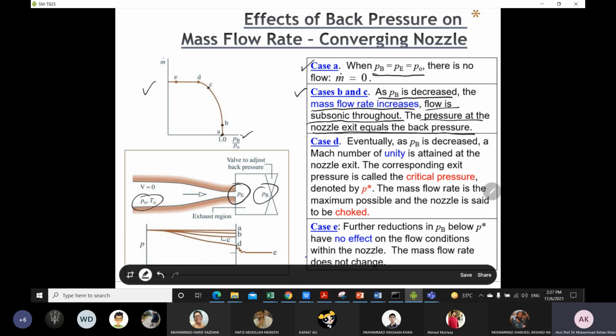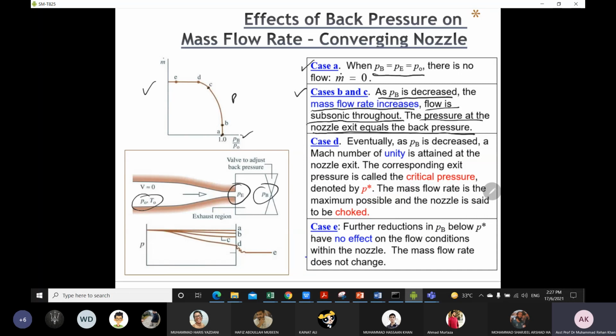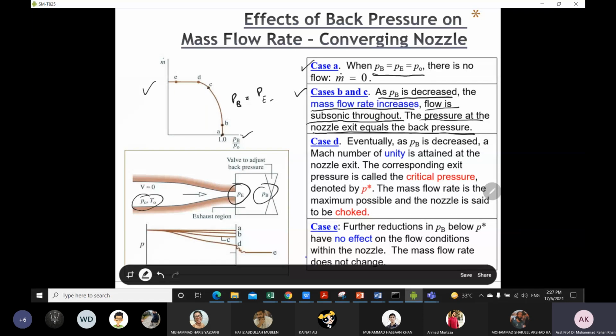Okay, so you already know subsonic means that your Mach number is less than 1 in this case, as it moved from B to C. And whenever your region is in between B and C, you can easily say that your back pressure PB is equal to P exit. Okay, so this is the important point over there.